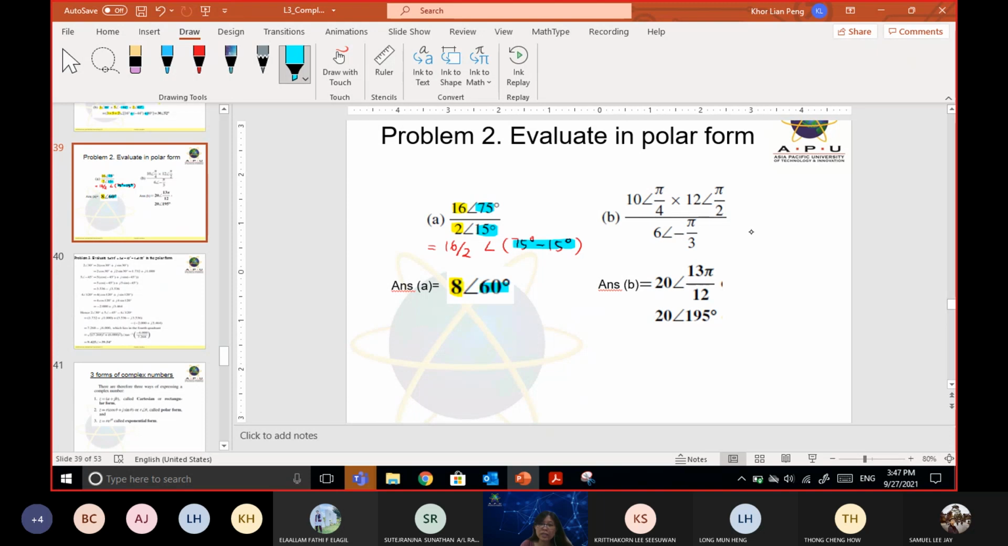Okay, next one. Let's say we deal with the one at the top. When we deal with the one at the top, can you see the R is 10 and 12? So 10 times 12. Then for the theta, since it involves multiplication, we'll be taking the sum. Then next, at the top you have 120 angle pi over 4 plus pi over 2. That gives 3 over 4 pi, that is the top.